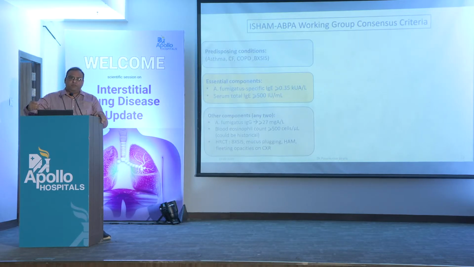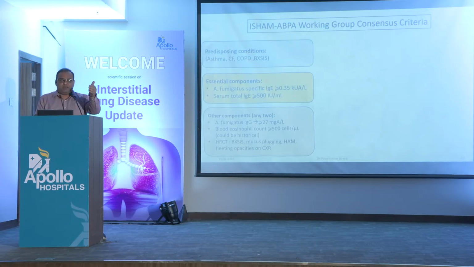Then there comes the supplementary criteria, which is, we talked about IgG. If IgG is positive, if you have blood eosinophilia, your diagnosis is sufficient. At least 2 out of the last 3 criteria are required. If your CT scan shows there is a bronchiectasis, there is a fleeting opacity or a HAM, it confirms your diagnosis. Suppose you are not meeting.